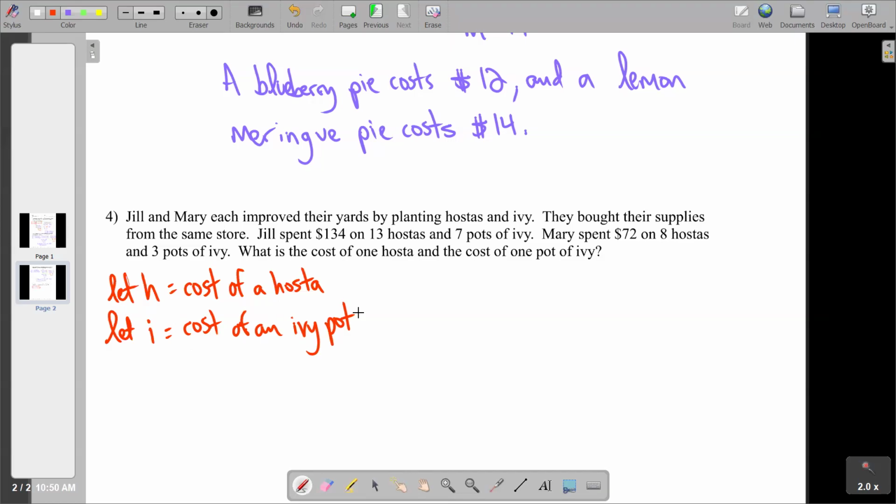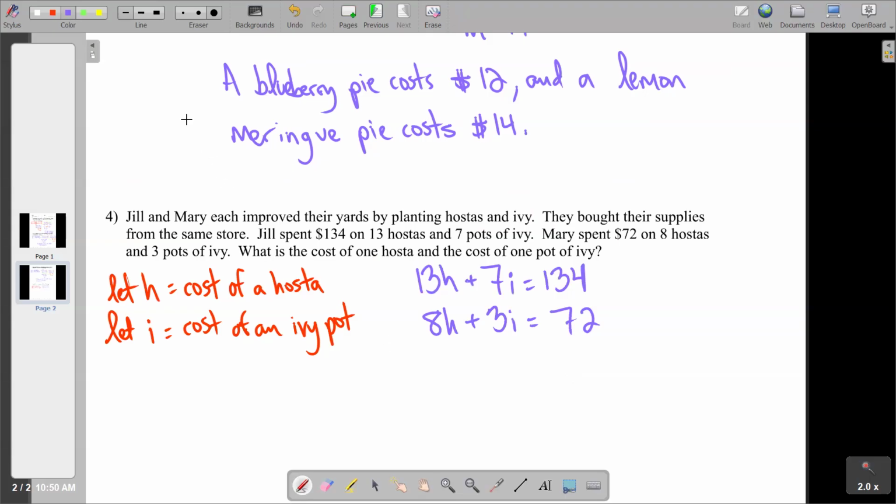Roy, I need a system. Give me an equation for Jill. Yes. How about an equation for Mary? 8h plus 3i equals, yes. And finally, we got a system that is not quite as mundane as the others. Which variable would you guys like to murder off? Because we are now into step 3. Would you like to kill off the hostas or the ivies?